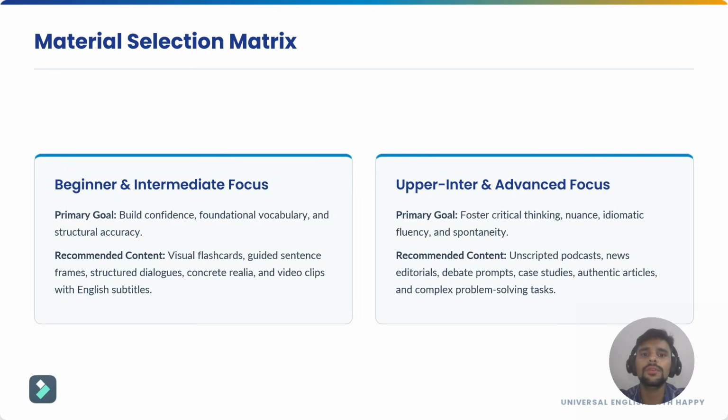On the right, we have upper intermediate and advanced focus. Primary goal: here basic comprehension is already established. Your focus shifts to fostering critical thinking, subtle nuances, idiomatic fluency, and unscripted spontaneity. And the recommended content: bring in something authentic like news editorials, unscripted podcasts, debate prompts with no clear right answer, real world case studies, and complex problem solving tasks.